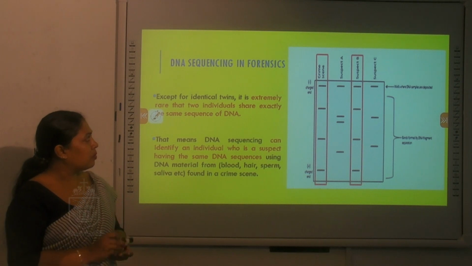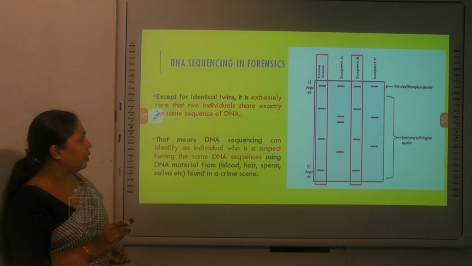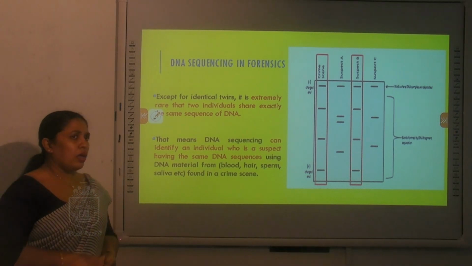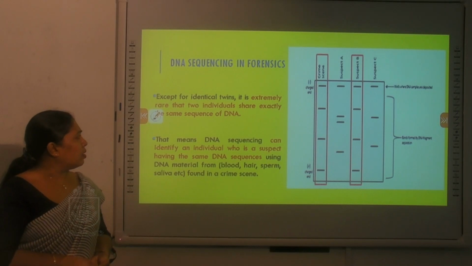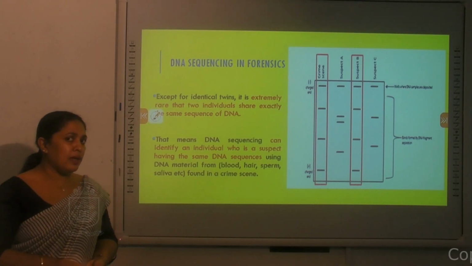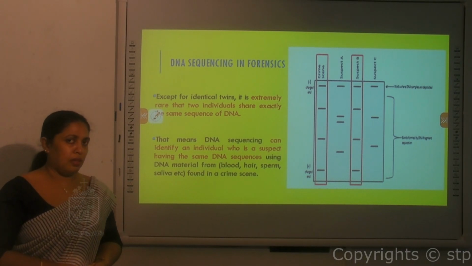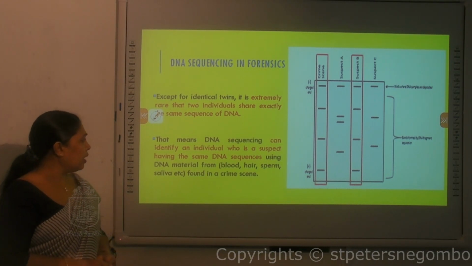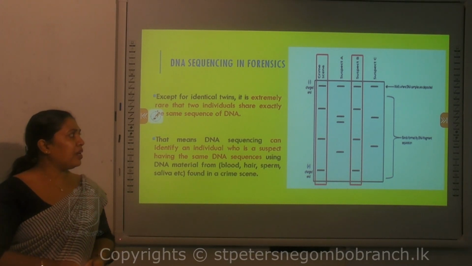This is suspect A and suspect B, and suspect C is there. Except for identical twins, usually these STRs are not the same between individuals. So using that principle, we are using these STRs in criminal identification.